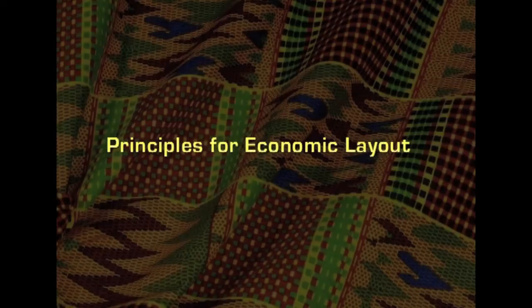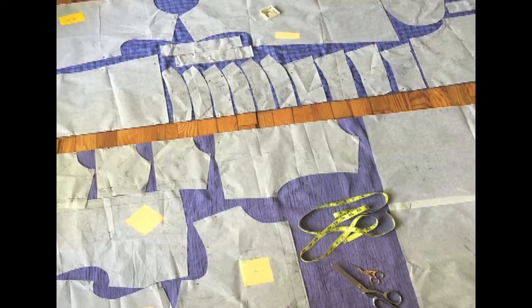Coming to the principles for economic layout. Never mark or cut any pattern until a trial shows the best location for all pieces. Make a temporary placement using small weights. Begin with the largest pattern pieces at opposite ends of the cloth and work towards the center to fit in smaller pieces. Place the wider ends of the patterns at the cut ends of the fabric.